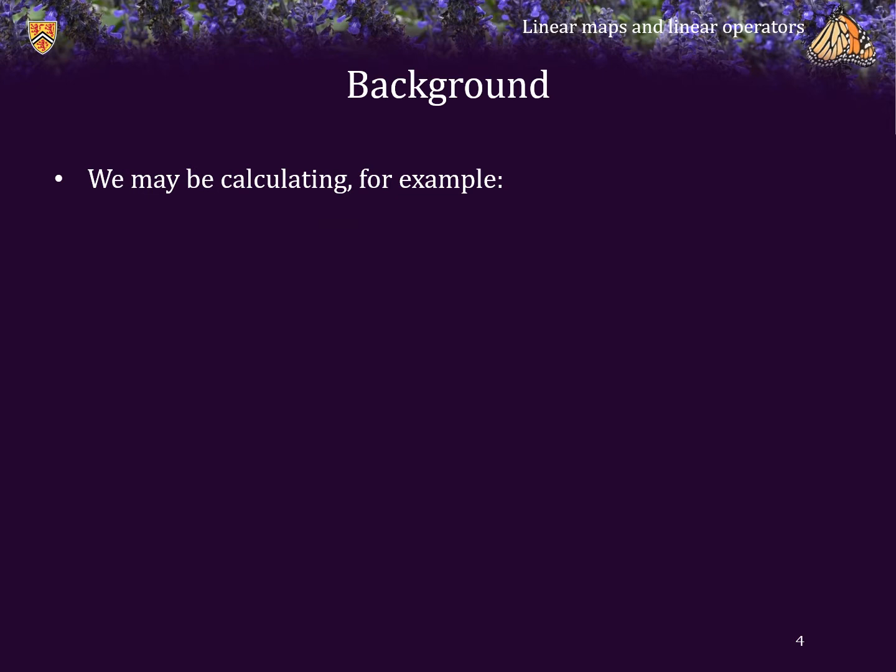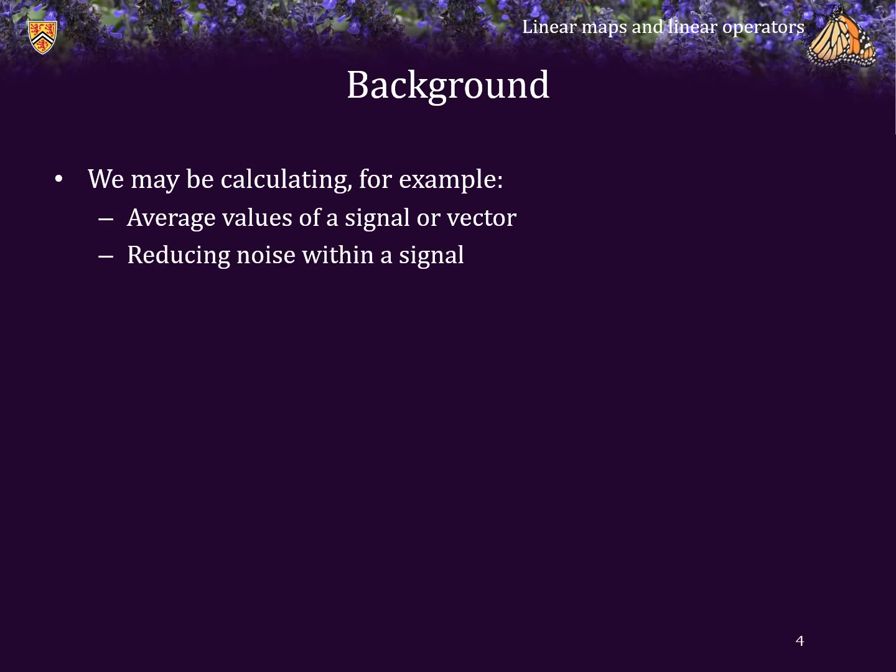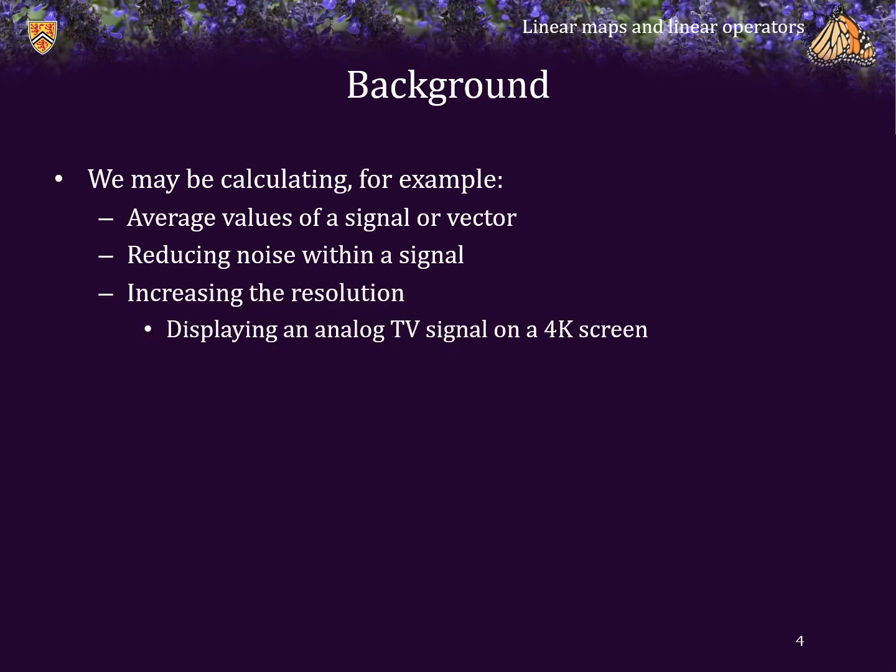For example, we may be calculating the average value of a signal or a vector. We may be trying to reduce the noise within a signal, or we may be trying to increase the resolution. For example, we may be trying to display an analog television signal on a 4K screen. In each of these cases, the output is another vector.